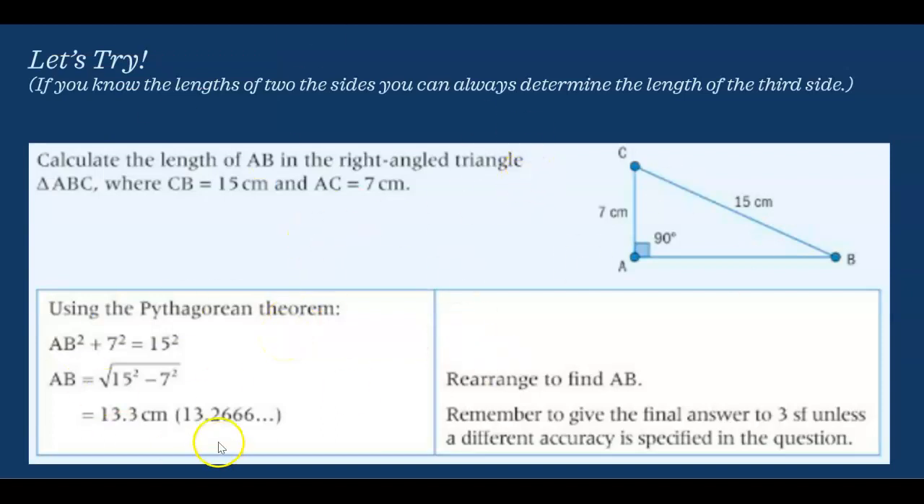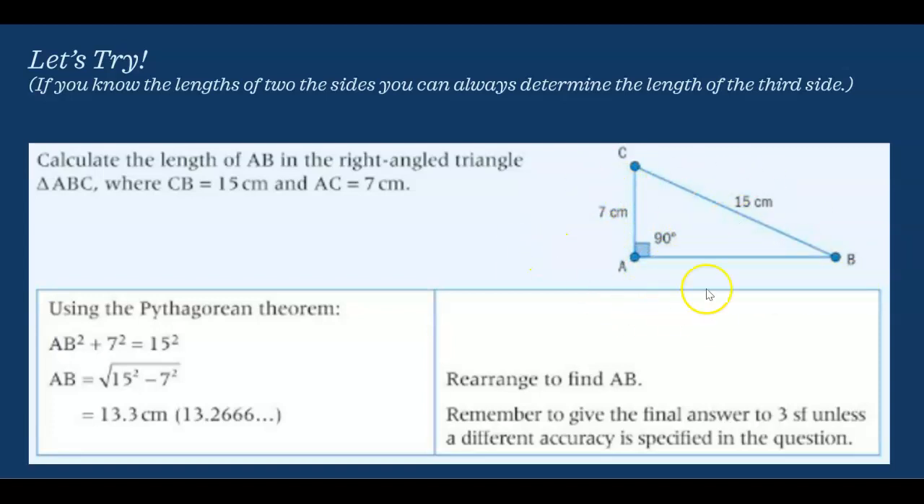So here's an example. If you're asked to calculate the length of AB, so side AB, in the right angled triangle, which just means a right angle triangle, this symbol just means triangle ABC. So if we want to find the side AB from the triangle ABC, where CB, this side, our hypotenuse, is 15 centimeters, and AC, right here, is 7 centimeters. So we're given the hypotenuse. Once again, we know it's the hypotenuse because it's the longest side, as well as because it's directly in front of my right angle. I'm also given one of the sides. I have to find the third side of my triangle.